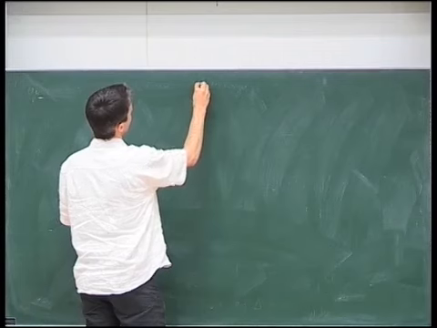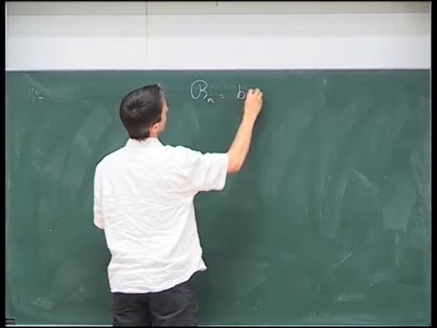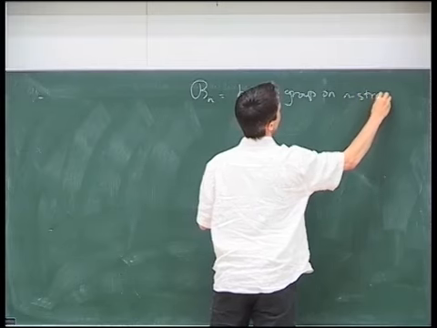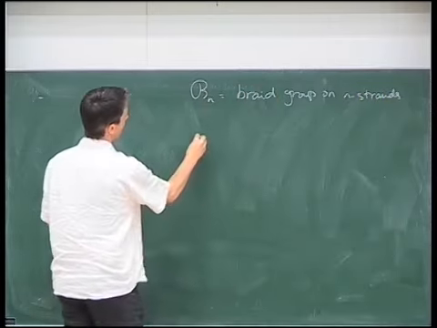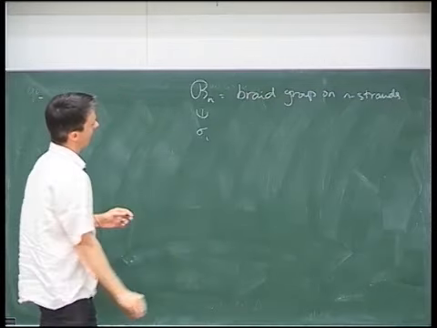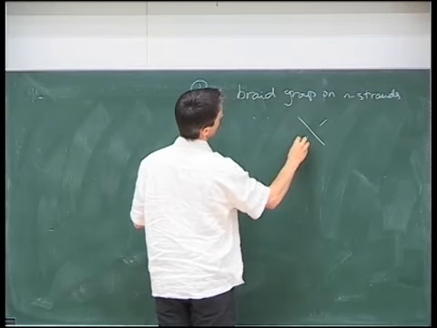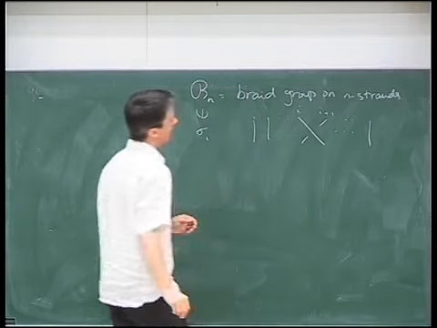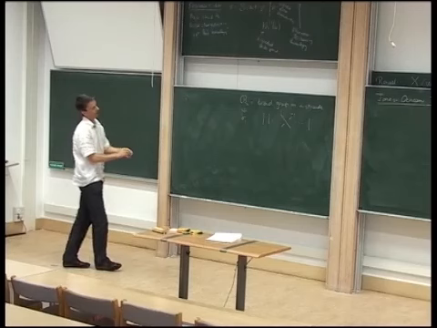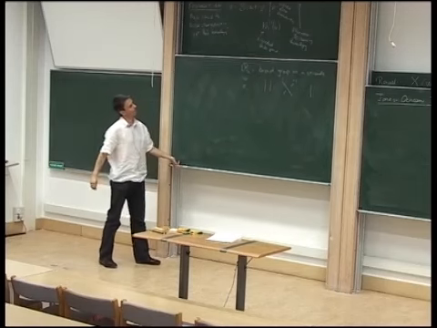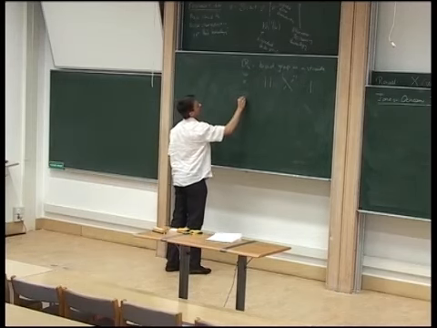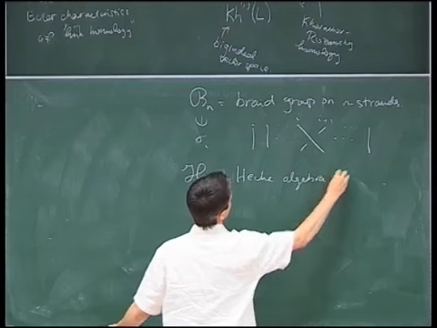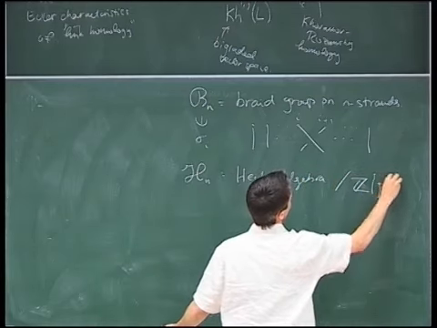So I want to let B_n be the braid group on n strands. And inside B_n we have the generator sigma_i, which interchanges the i-th and (i+1)-th strands, so it's a positive crossing. And H_n should be the Hecke algebra over Z[q^{±1/2}].